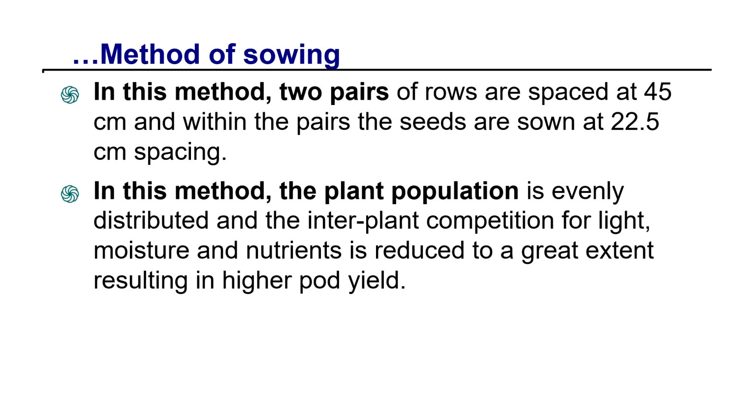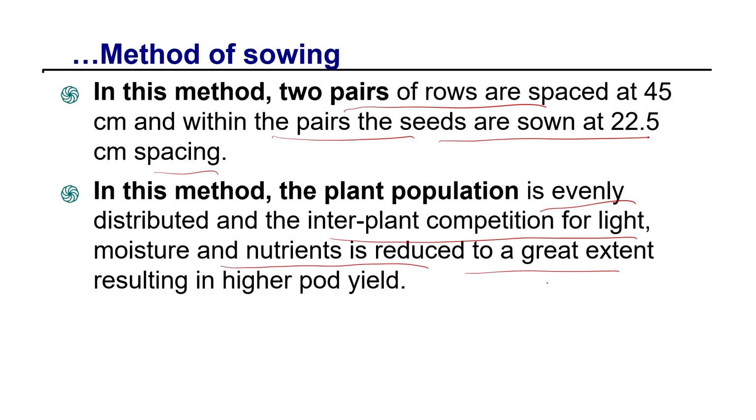In this method, two pairs of rows are spaced at 45 centimeter, and within the pairs, the seeds are sown at 22.5 centimeter spacing. This is quite interesting. Within the pair, 22.5 centimeter, and between two pairs, it is 45 centimeter spacing. So, therefore, in this method, the plant population is evenly distributed and the interplant competition for light, moisture, nutrients is reduced to a greater extent, resulting in higher pod yield.